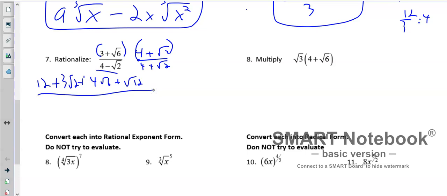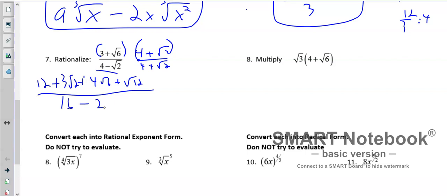Over, now here we just have to do first and last. So 4 times 4 is 16 minus 2. Remember, you always have a subtraction on the bottom because you're doing plus times minus, and a radical times itself is just whatever's underneath it. So just 2.